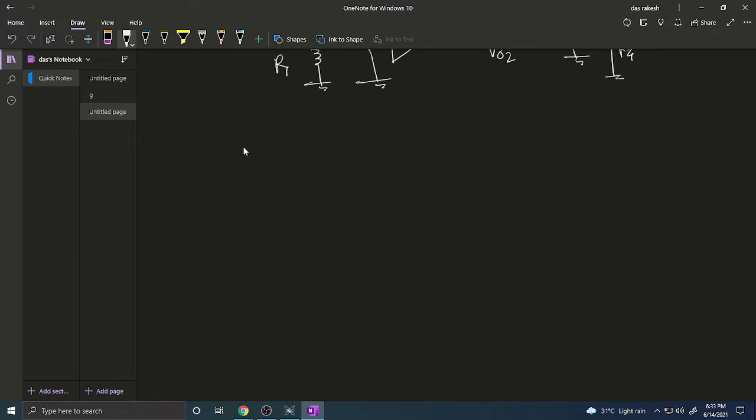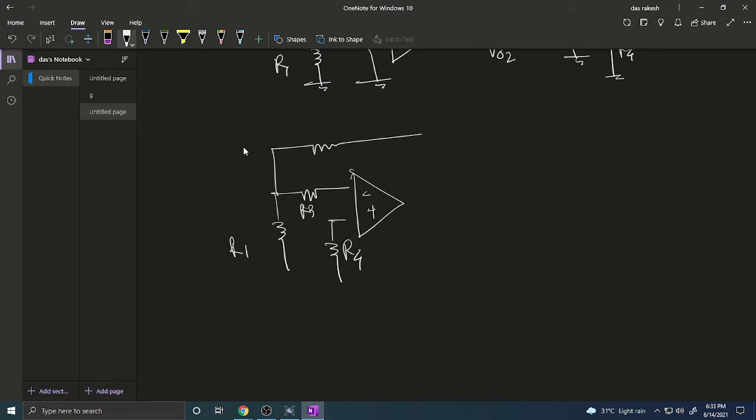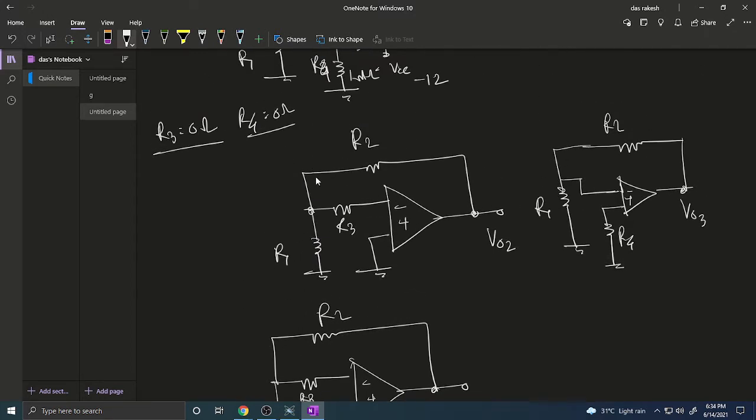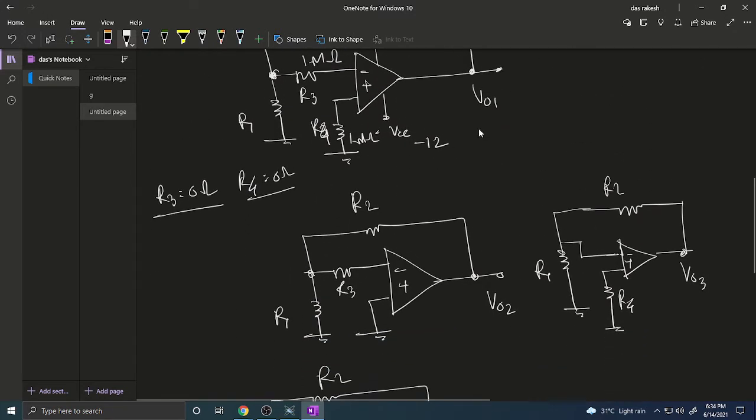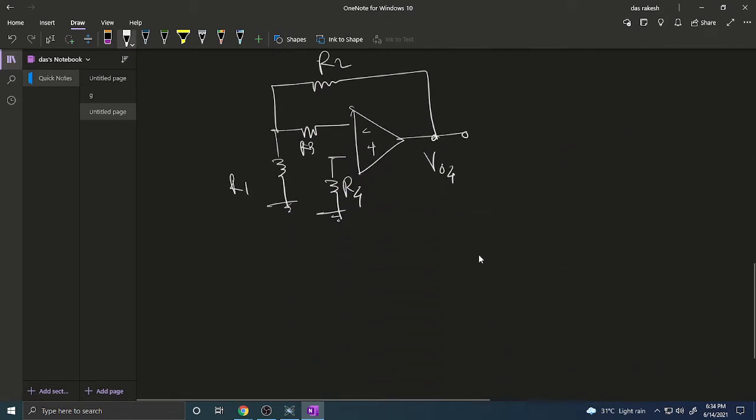And number 4 is when both resistances are present in the inverting and non-inverting terminals. This is R1, this is R3, this is R4, and this is R2. In this situation, the output voltage is known as V04. So there are 4 voltages coming out: V01, V02, V03 and V04 for different circuitry.